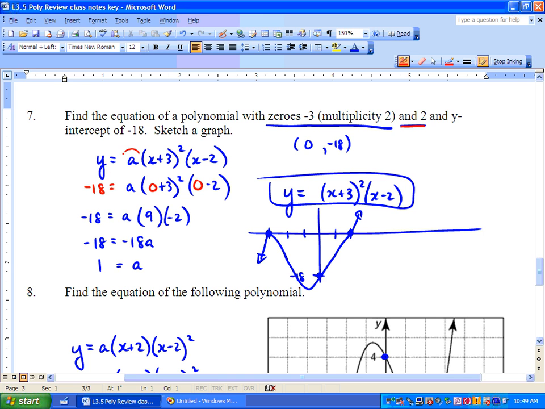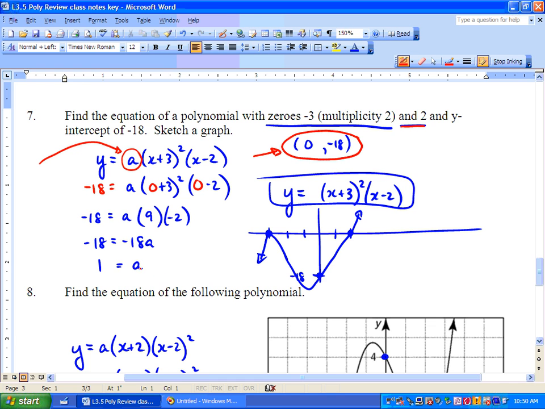Remember, what you're looking for in this question is you have to find this value right here, this a value, which goes in front. And they give you one other piece of information. It says the y-intercept is negative 18. Just a reminder, that means the point is (0, -18). And so you put 0 in for x, you put -18 in for y, and then you solve that equation for your a value.